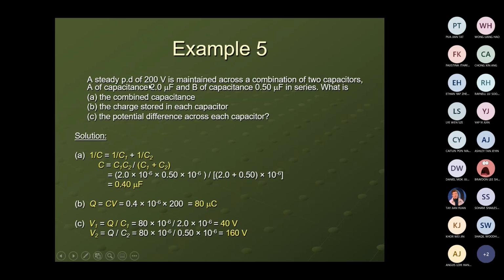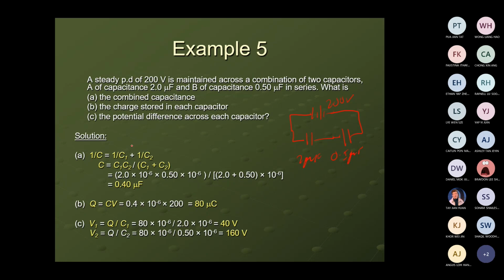A steady PD of 200 volt is maintained across a combination of two capacitors. A of capacitance 2 microfarad, B of capacitance 0.5 microfarad. So two capacitors, you got 200 volt of voltage. One is 2 microfarad, another one is 0.5 microfarad, connected in series. What is the combined capacitance?